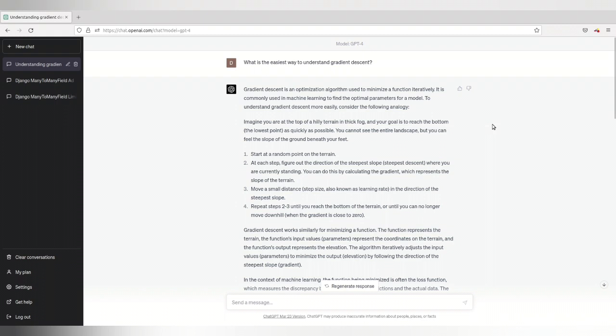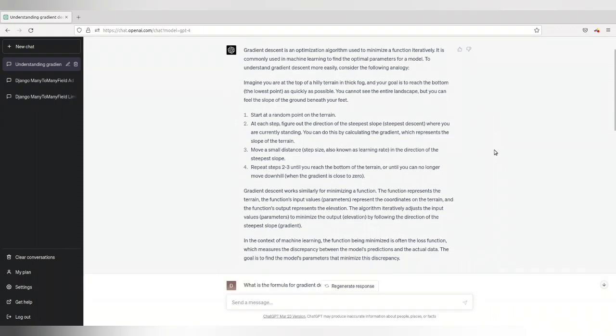Here I'm just trying to show you how I use ChatGPT-4 for improving my learning speed. So I was trying to understand gradient descent here. First of all, I asked what's the easiest way to understand gradient descent? Well, actually the answer is quite good, but frankly speaking, I could have learned that from Wikipedia. But I think it's still good to establish context for the chat with ChatGPT.